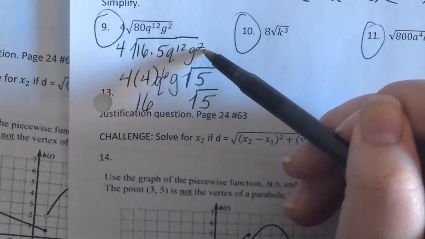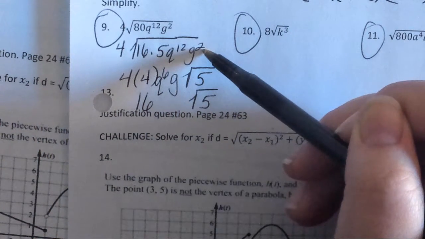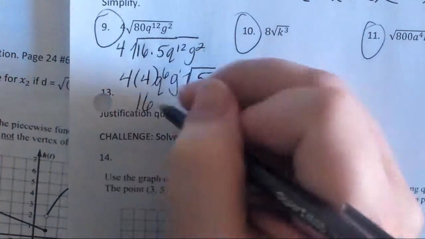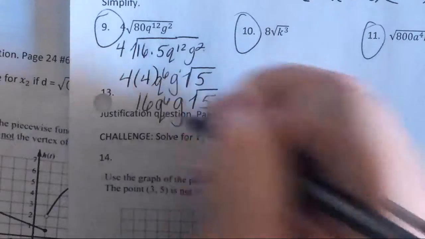But it was 2 to the second under the radical. Yeah, it's just g to the 1, and we don't write the 1 at all. So it ends up being 16 q to the 6 g square root of 5.